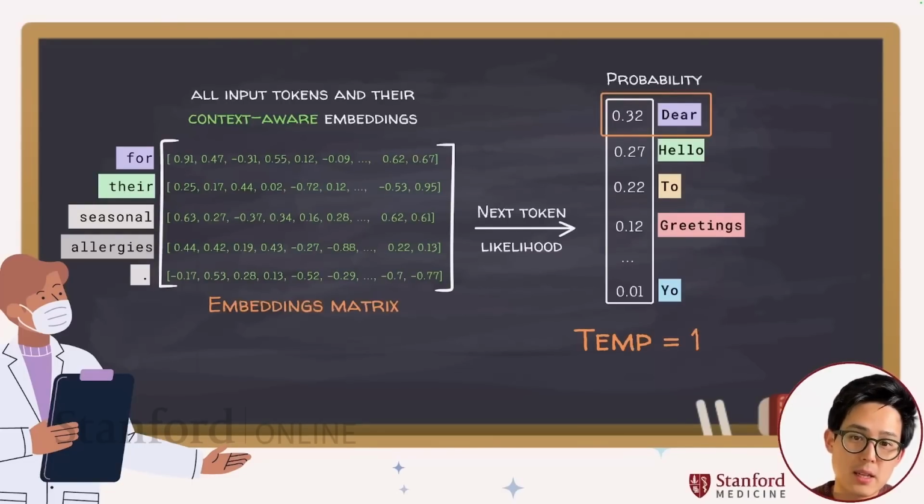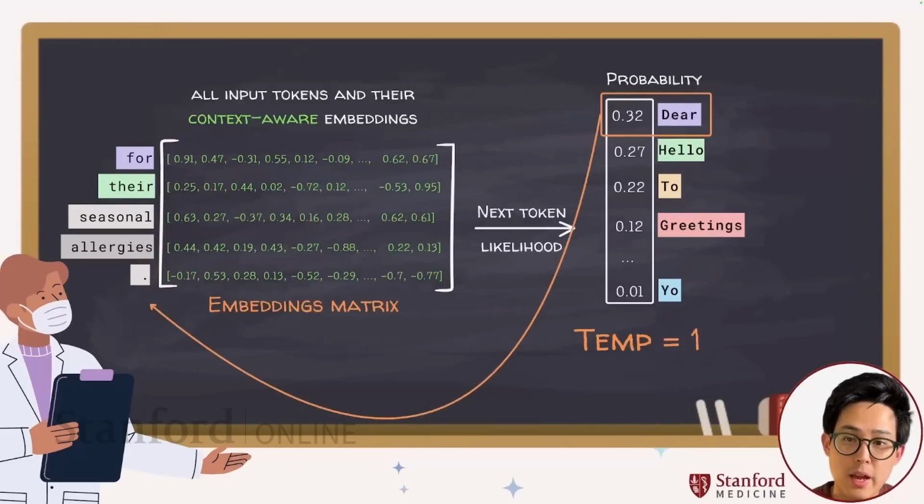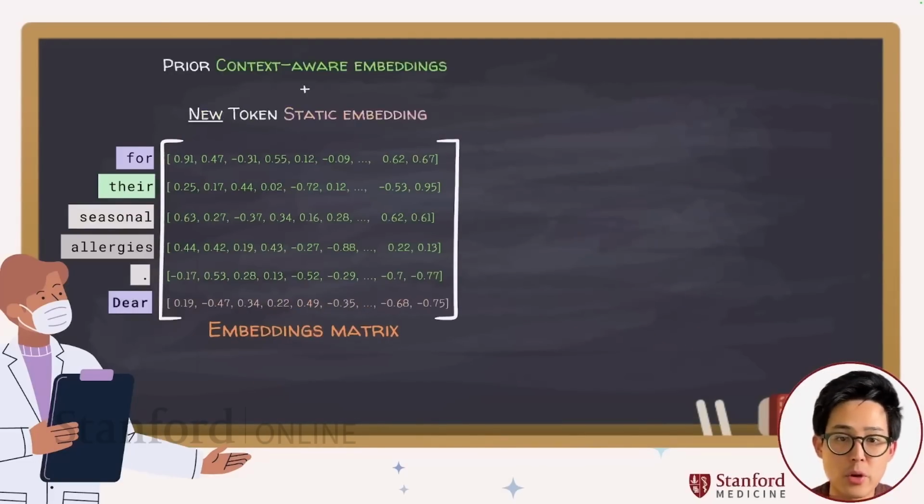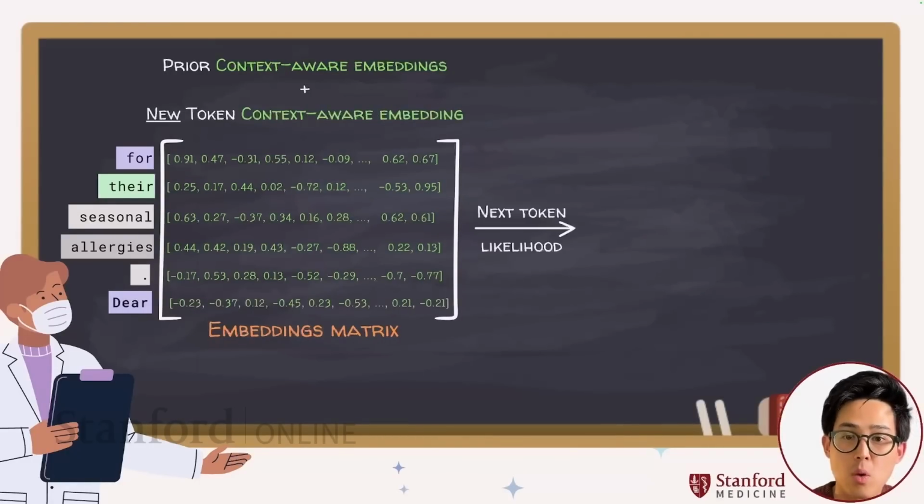Okay, let's say the model generates its first output token, deer. The model then takes a static embedding for the word deer and appends it to the end of the embeddings matrix, the same matrix that we've been working with up until now that contains all of the previously generated context-aware embeddings. And this new token embedding, still static at this point, gets passed through the transformer where it becomes contextualized by the full sequence that came before it.